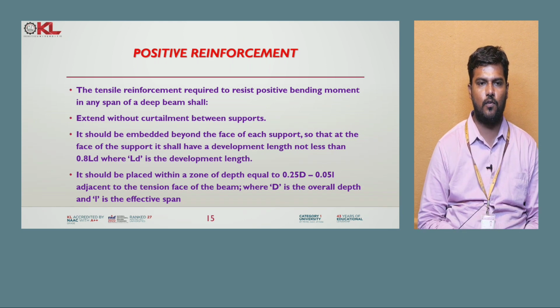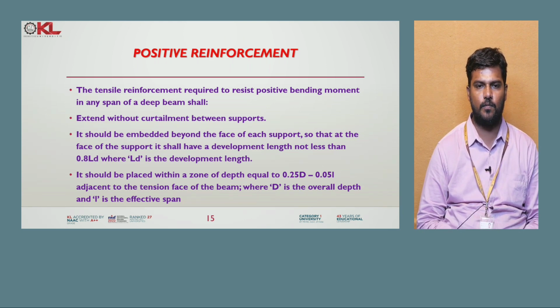And coming to the positive reinforcement, the tensile reinforcement required to resist positive bending moment in any span of the deep beam shall extend without curtailment between the supports. It should be embedded beyond the face of each support, so that at the face of the support it shall have a development length not less than 0.8 Ld, where Ld is the development length. It should be placed within a zone of depth equal to 0.25 D to 0.05 L adjacent to the tension face of the beam, where D is the overall depth and L is the effective span.